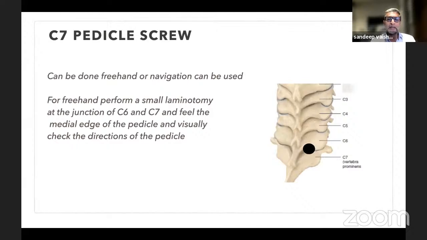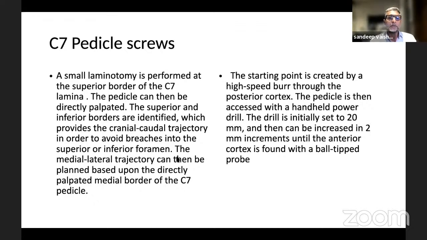So for freehand, you perform a small laminectomy like here at the junction of the 2 laminas, so that you can feel the medial border of the C7 pedicle. And once you have seen the pedicle, you can mark out your entry point. You know where the medial border is, and you can breach it. You can see the superior and inferior border also. That will visually guide you to the direction of the pedicle that you have to take.